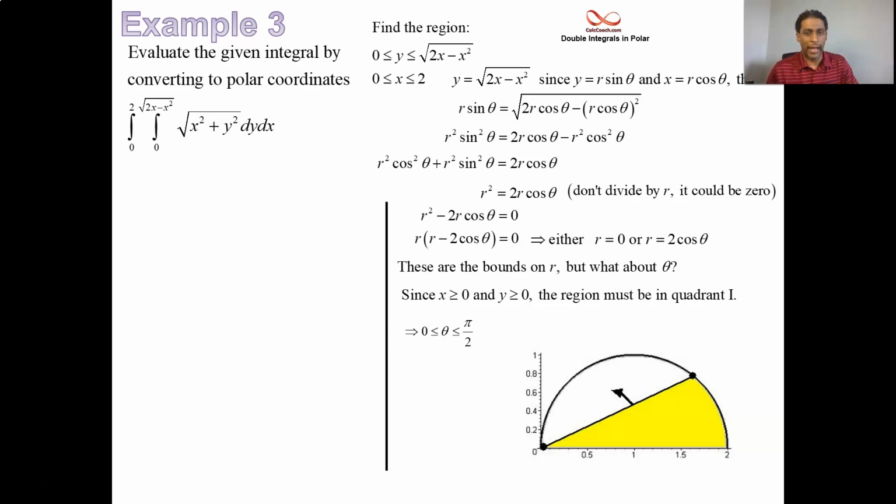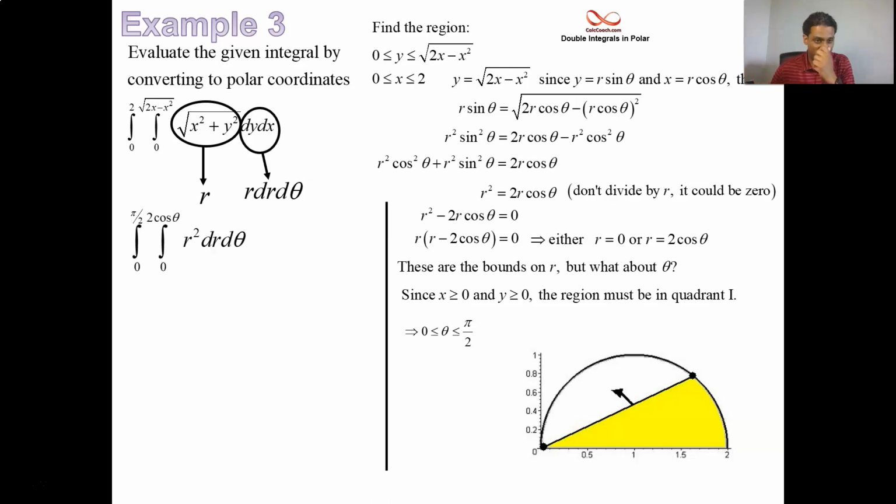And we know the theta bounds. Just because you're in the first quadrant doesn't mean that theta is between 0 and pi over 2. So that's why we had to check it. So we know the bounds now. Now we need to convert the integrand. Square root of x squared plus y squared, that's an r. dy dx, that's an r dr d theta. And r's go from 0 to 2 cosine theta, and thetas go from 0 to pi over 2.